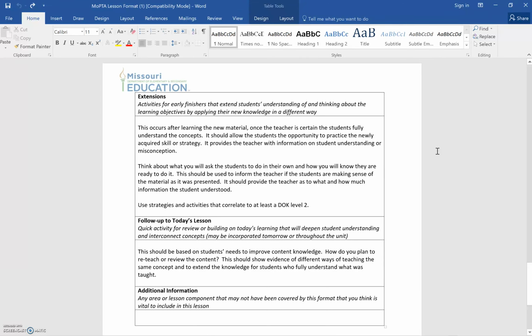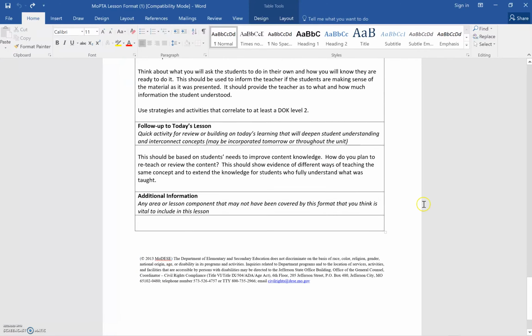And then the follow-up is similar to that, but this is how are we going to continue to help them do that? So if we added 2-digit numbers on Tuesday, and for the extension, we were putting those 2-digit numbers with word problems, will we do a follow-up where the students are writing their own word problems with 2-digit numbers? So how are we going to continue to improve their knowledge of that? Or maybe are we moving to 3-digit numbers? And last but not least, the additional information section. This just gives you an opportunity to put anything else that might not have been covered by any of the other sections.